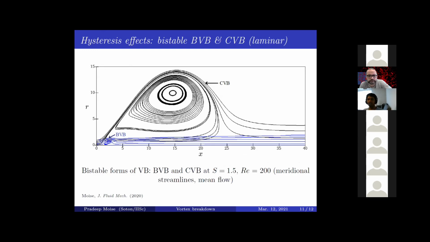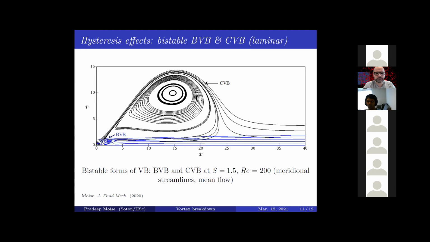And one of the possible reasons for why this is the case would be hysteresis features and the bistability of these forms. So here I compare laminar results at a Reynolds number of 200, and it was possible for me to sustain the bubble form of vortex breakdown to different swirl numbers at which the conical form is usually present, by starting from an initial condition which is the bubble form itself, and slowly changing the inflow conditions such that I can sustain the bubble form. So this is a typical hysteresis study.